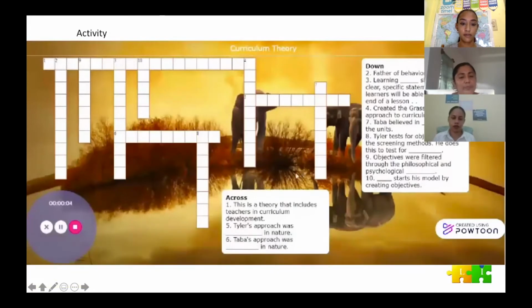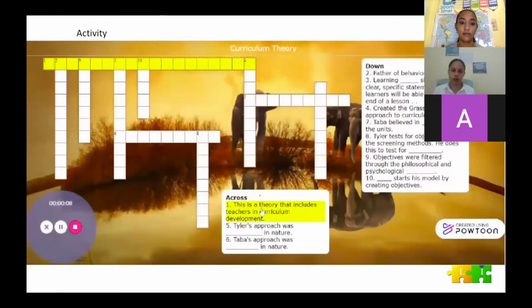This is my activity in curriculum theory. Let's begin. It's a crossword puzzle. One across. This is a theory that includes teachers in curriculum development. This is the grassroots approach.